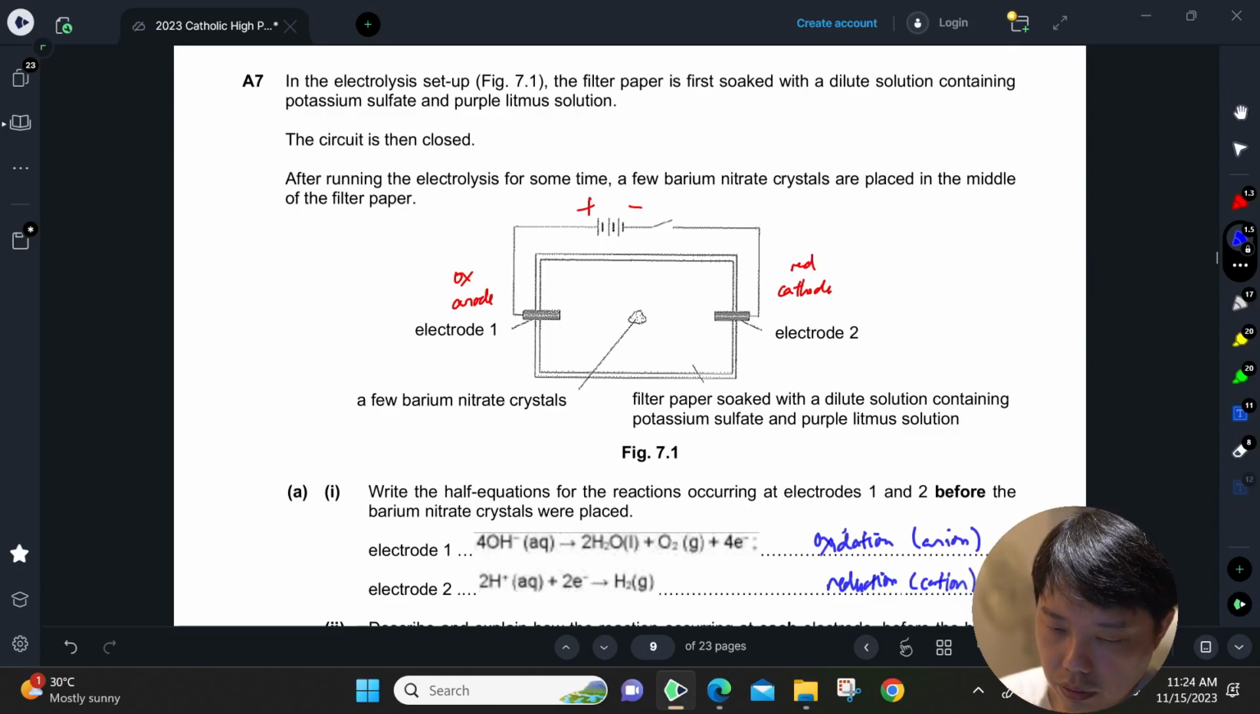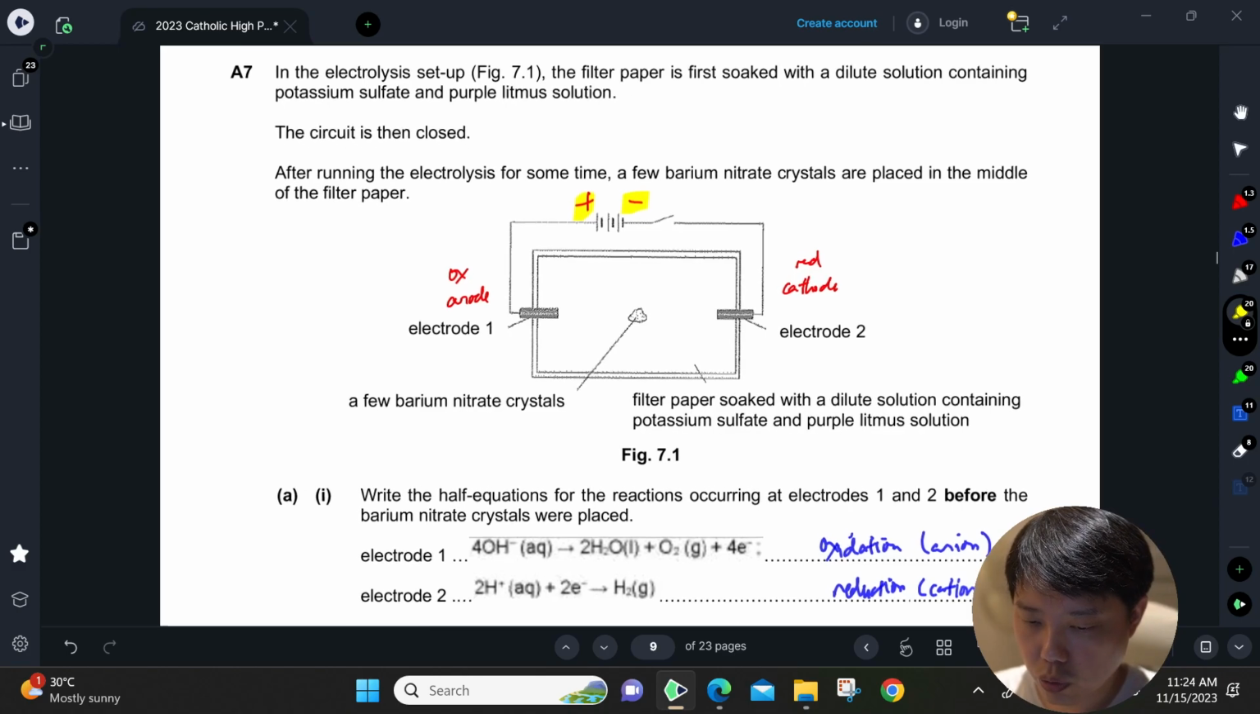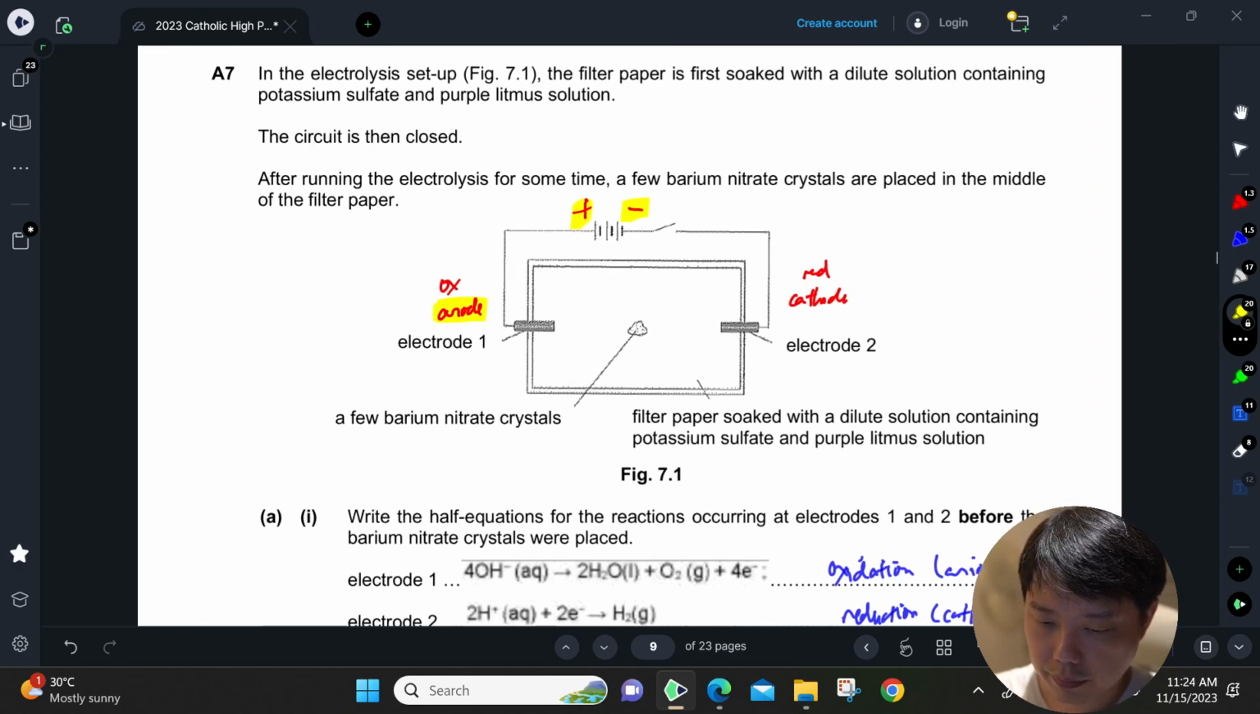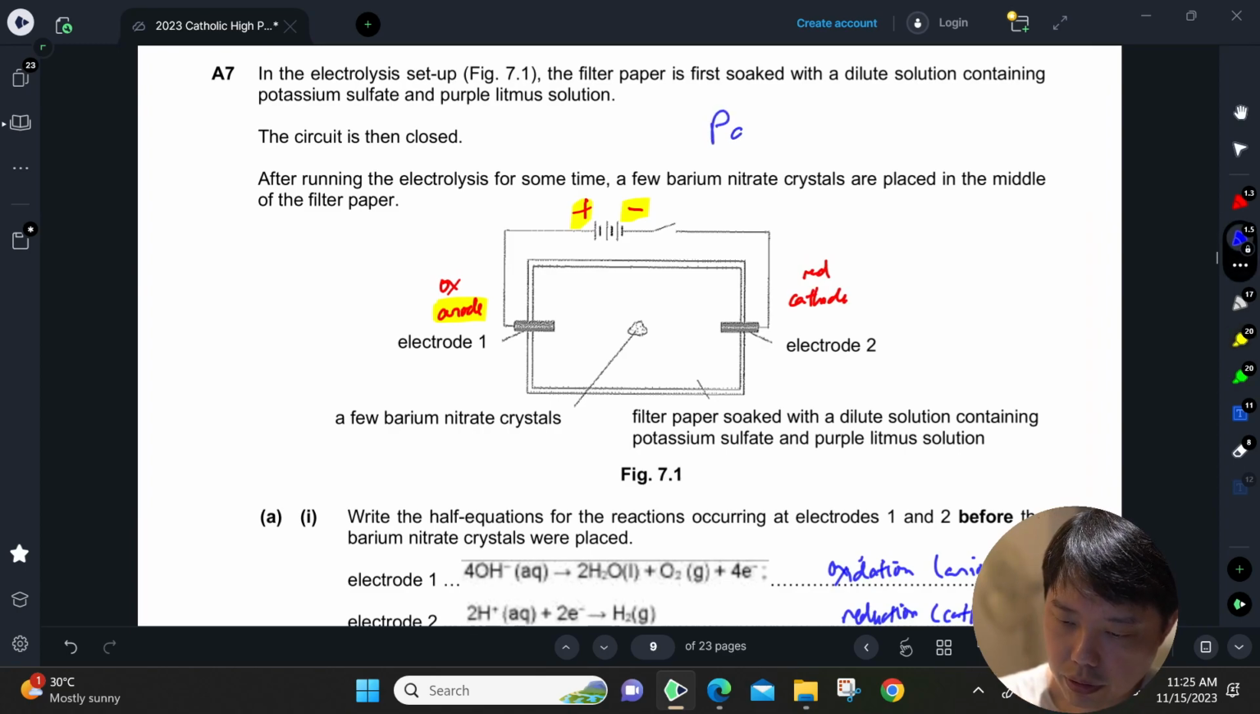All right, so let's look at question 7, which involves electrolysis. Based on the diagram, I've labeled your positive electrode and negative electrode. Positive corresponds to your anode, right? Remember the acronym PANIC. Positive is anode, negative is cathode.